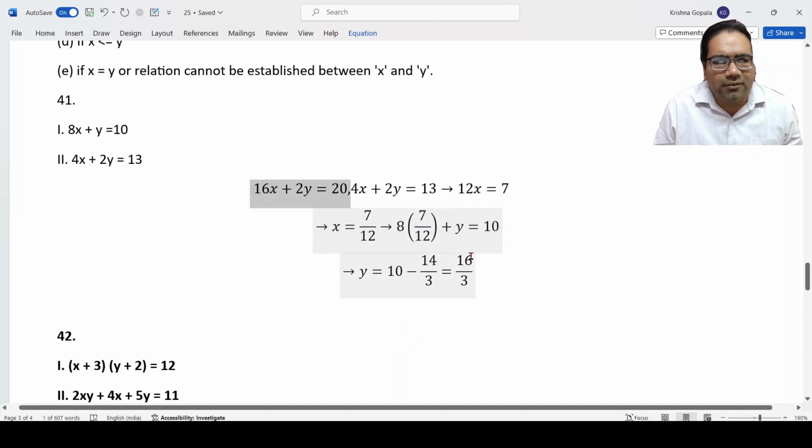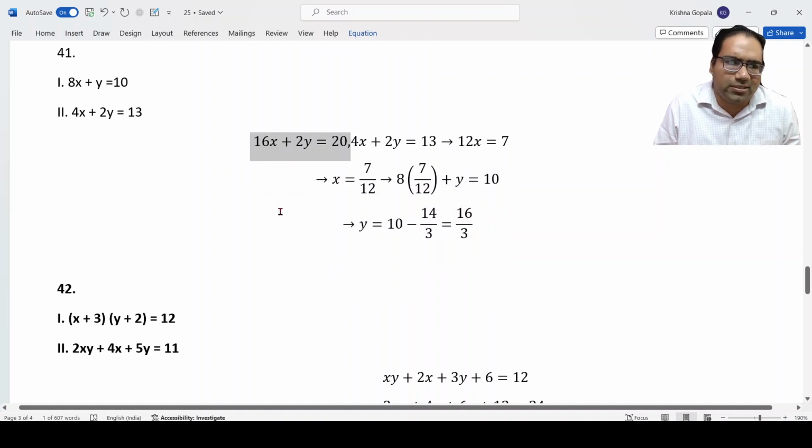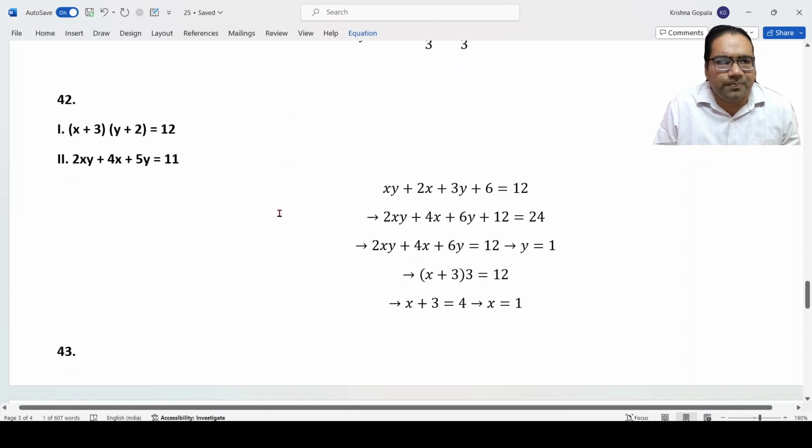Okay, clearly y is greater than x. Right, 7 by 12 is less than 1, 16 by 3 is greater than 1. Simple. The numerator is higher in one and the denominator is higher in the other. We don't need to know what exactly the fraction is. So y is greater than x. The relation is established. Let's get to the next problem.